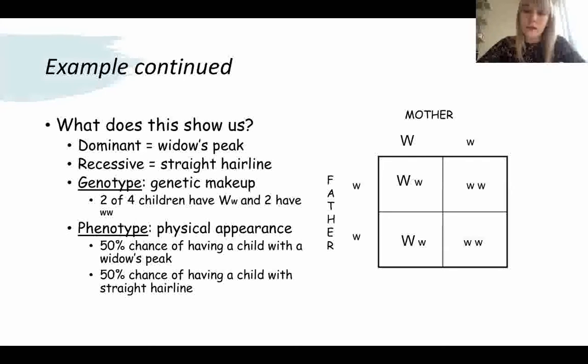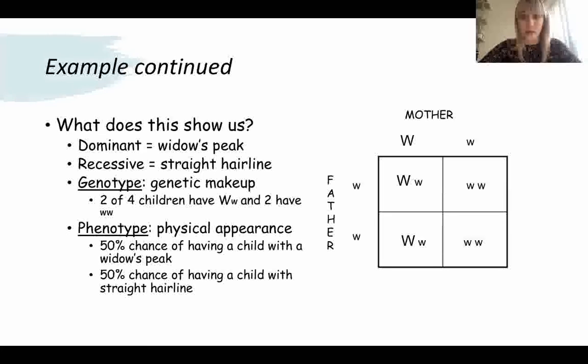So 2 of them are heterozygous and 2 of them are homozygous recessive, which means 2 of the 4 children have big W, small w, and 2 have small w, small w. So what does this mean for their phenotype, their physical appearance?